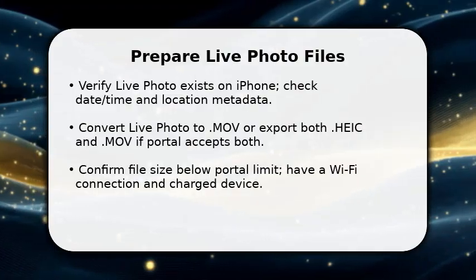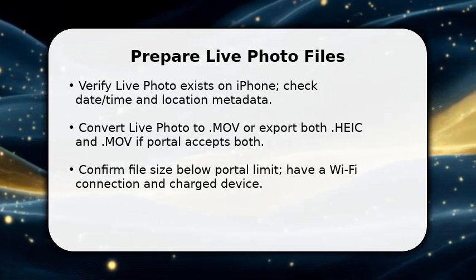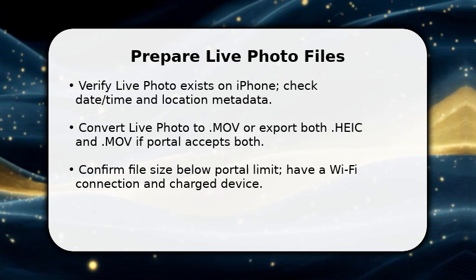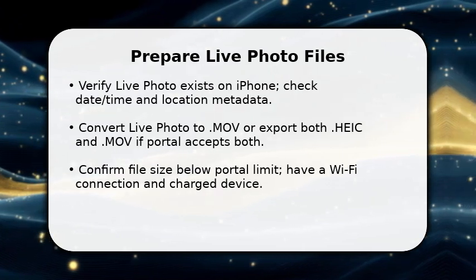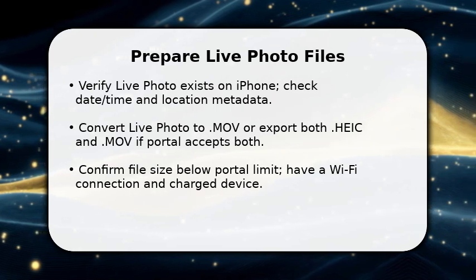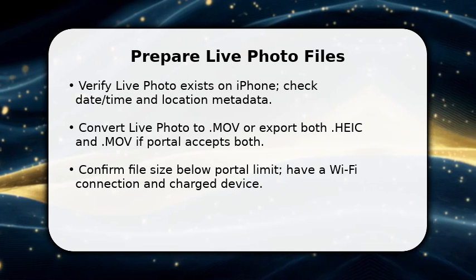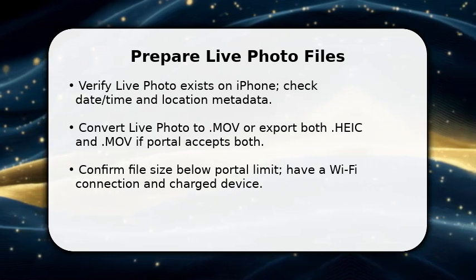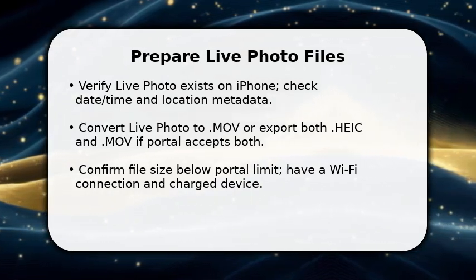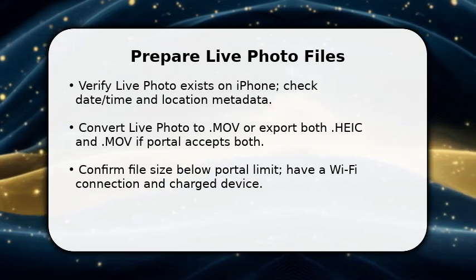You start by getting the live photo ready. Open Photos, select the live photo, and export it as a MOV or as paired HEIC and MOV so motion and stills stay intact. Make sure location and timestamp are correct because police portals use that for evidence chain. Once done, check file size and, if needed, compress or trim a couple seconds to meet limits. Keep the original copy safe while you work with a duplicate for upload.